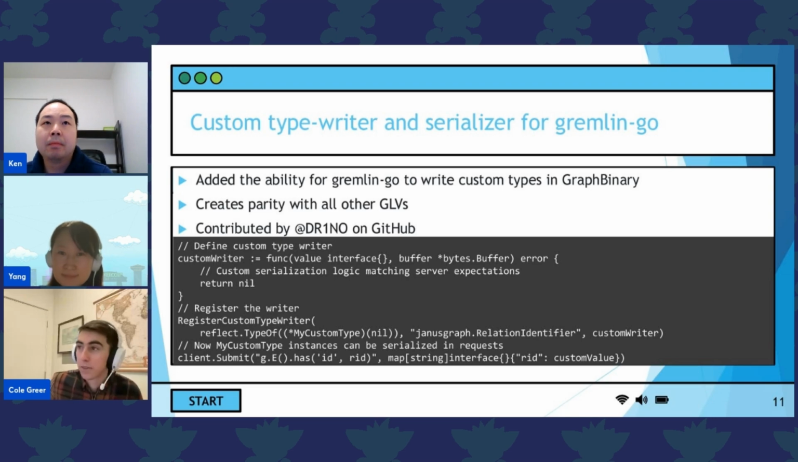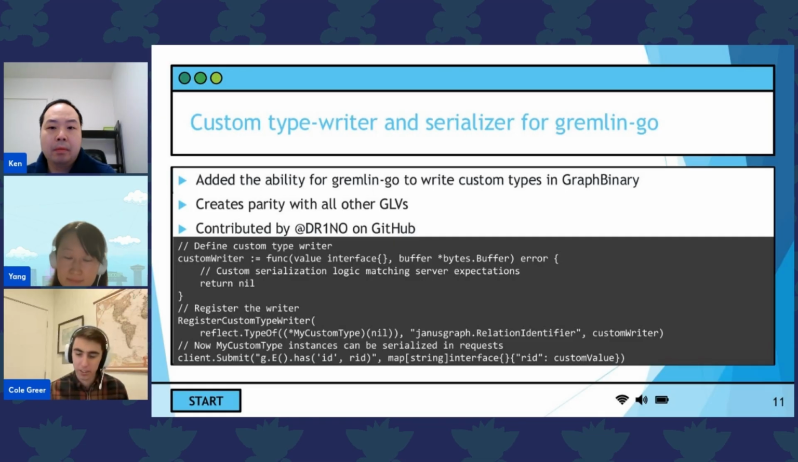And final piece I wanted to touch on for 3.8 is we have a custom type writer in the graph binary serializer for Go. So custom types have always been a part of graph binary. Go has had a limitation where you can't write custom types. You've always been able to read custom types, but the writer's been missing, and Go is the only GLV with this limitation. All the other GLVs had abilities to read and write. So this just addresses it. You can see the example, just how you define and register custom type writers now.